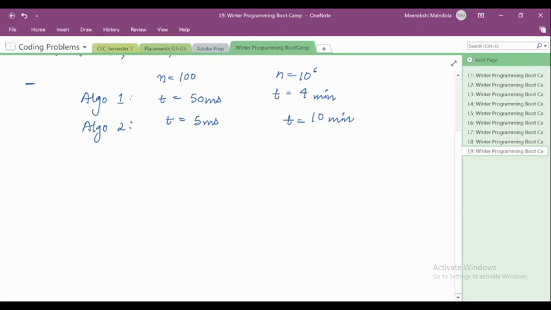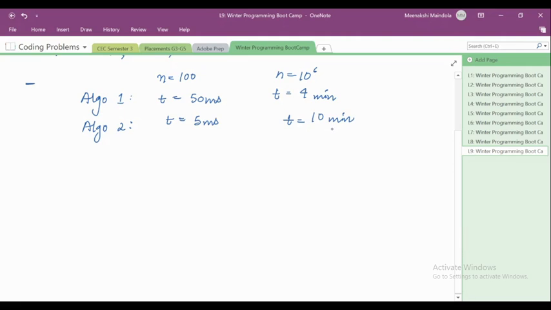So the actual answer is, obviously it is going to take t is equal to 4 minutes, which is less time, which is fine. But the main thing with which you compare this time is the value of n is equal to 10 to the power 6. So let us say your input is in the range of 10 to the power 6. In that case, algorithm 1 is going to take only 4 minutes, while algorithm 2 is going to take 10 minutes.